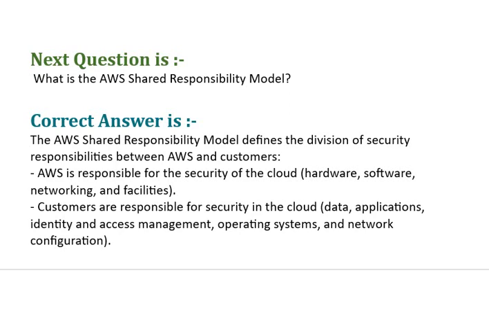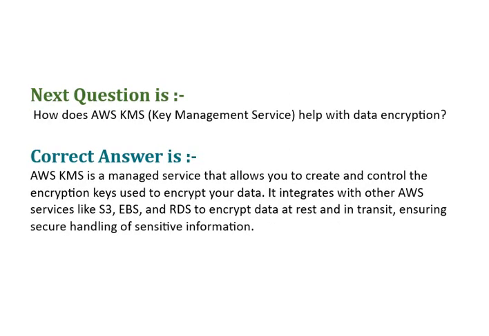Next question is, how does AWS KMS, Key Management Service, help with data encryption? Correct answer is, AWS KMS is a managed service that allows you to create and control the encryption keys used to encrypt your data. It integrates with other AWS services like S3, EBS, and RDS to encrypt data at rest and in transit, ensuring secure handling of sensitive information.